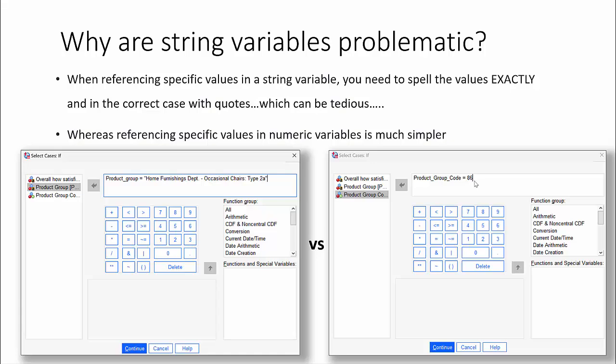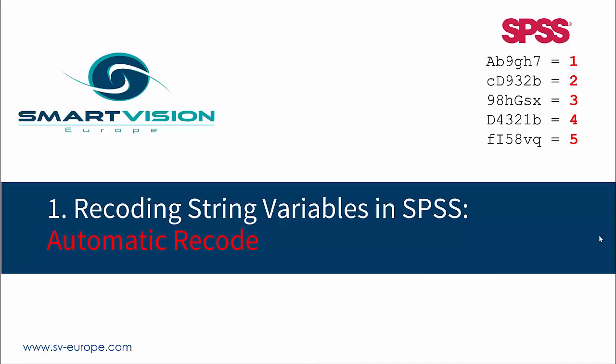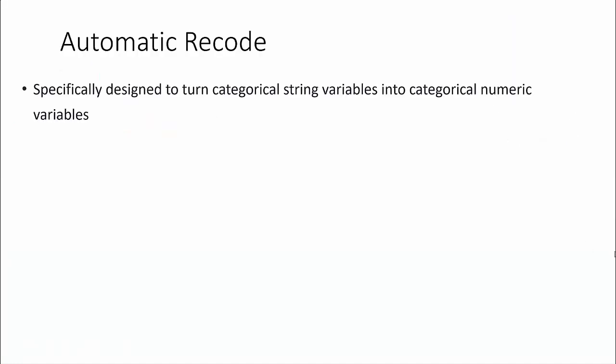We're going to look at three alternative methods for recoding string data in SPSS. In this first example, we're going to look at automatic recode. Automatic recode is specifically designed to turn categorical string variables into categorical numeric variables. So it turns strings into numerics.